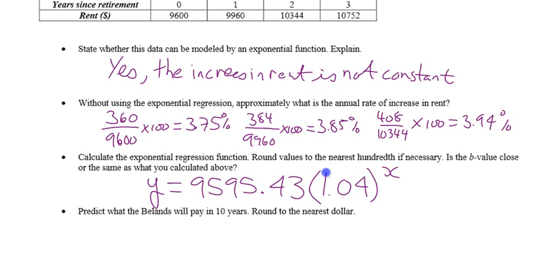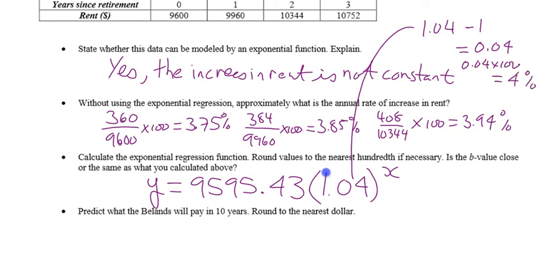What rate is this increasing? You take 1.04 minus 1 is 0.04. That's as a decimal. Turn it into a percent by multiplying by 100. And what we have is a 4% increase. Okay? So when you're looking at a b value, subtract 1, multiply by 100, that's the percent increase.